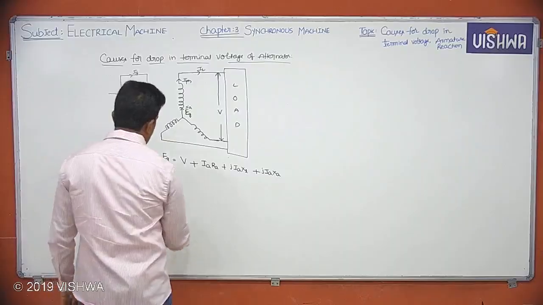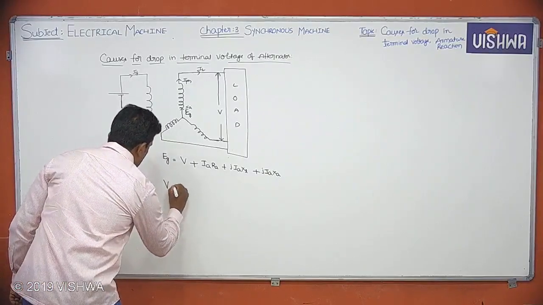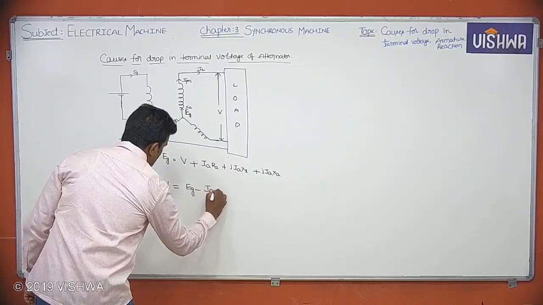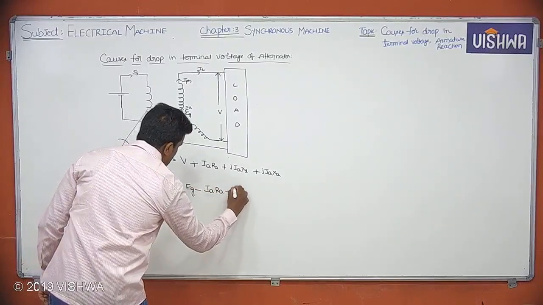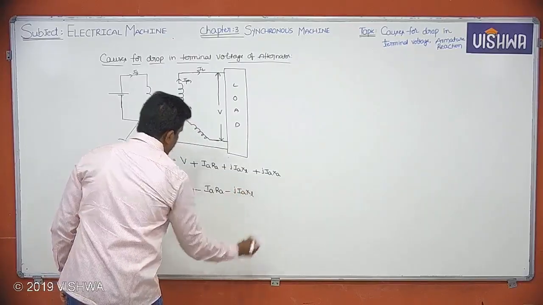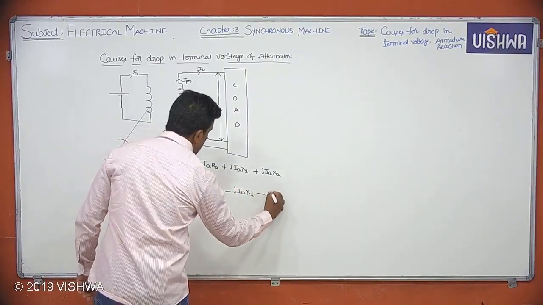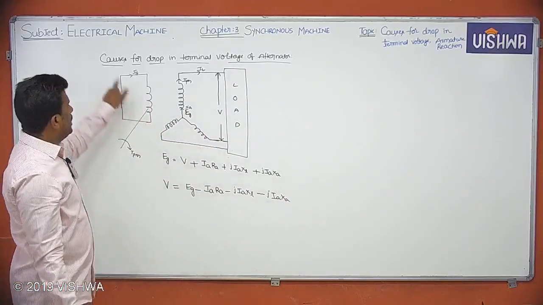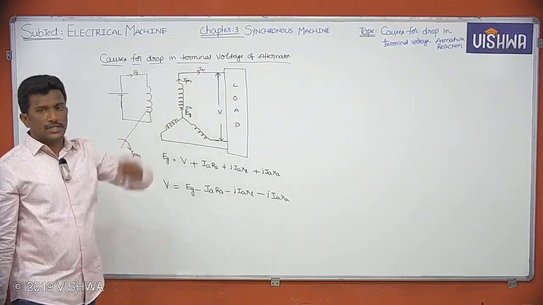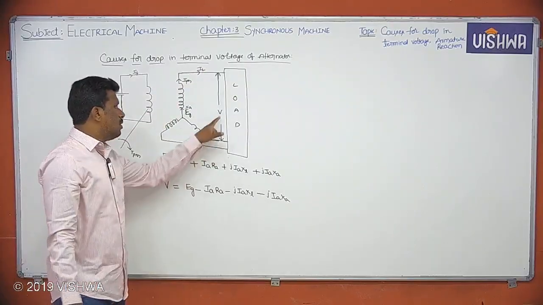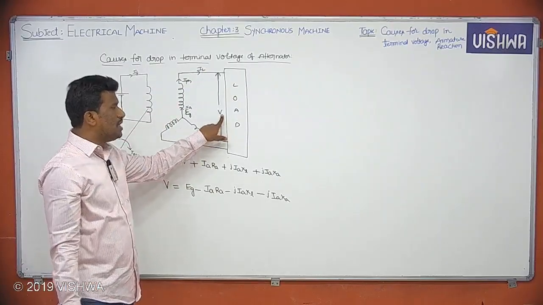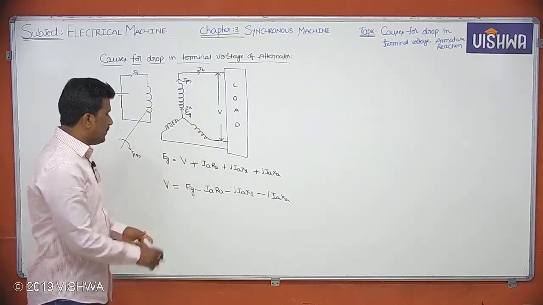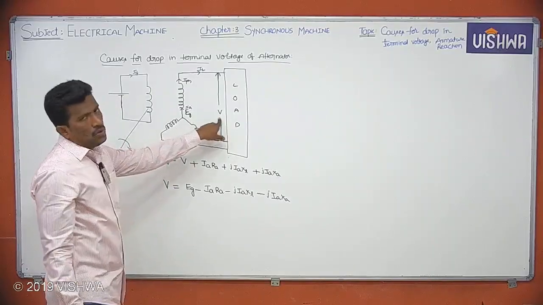And from this, if you want me to write V, I can write V equal to Ef minus IaRa minus jIaXL minus jIaXA. What is your heading here? It calls for the drop in terminal voltage. Do you think that your load voltage, or terminal voltage, V equals Ef? No. From an ideal case point of view, I can say that V equals Ef. Whatever generation is there will be equal to load voltage.